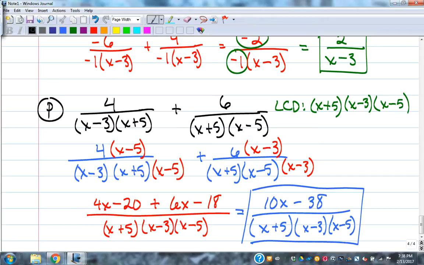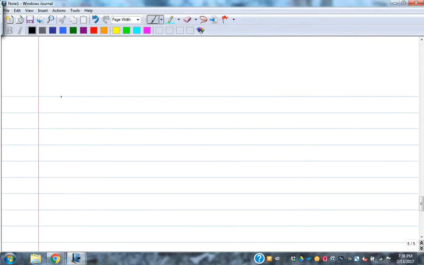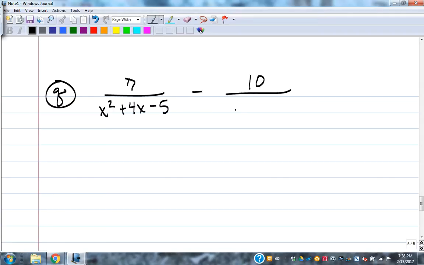Let's look at another. 7 over x squared plus 4x minus 5, minus 10 over x squared minus 25.